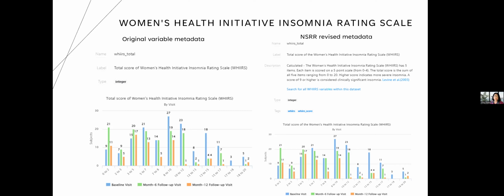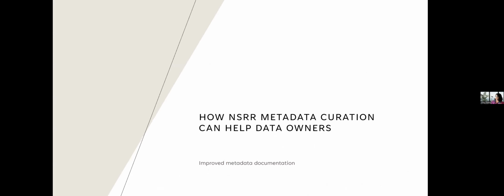And then we also have this reference to the original paper. And then if you click on this, search for all WHIRS variables within the study, it will pull all the items from that scale. And then in this tag column, if you click on those 2 tags, it will actually launch an NSRR-wide search for the validated instrument and its components in all data sets as well. So that's how we can help data users.